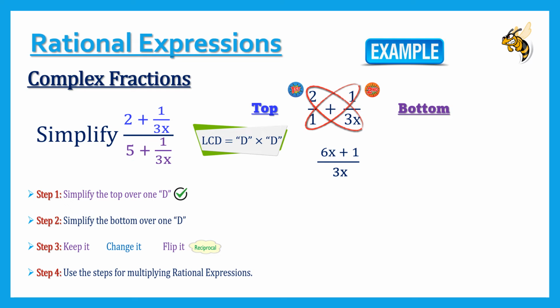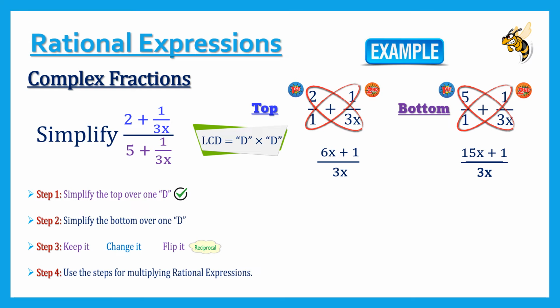We need to write a 5 as a fraction. So it's going to be 5 over 1 plus 1 over 3x. In this situation, the LCD once again would be 1 times 3x. So therefore, it's going to be 3x. We're going to set up something like a cross multiplication, making sure that my first numerator dictates what comes first. My second numerator dictates what comes second. 5 times 3x is 15x, plus 1 times 1 is 1.